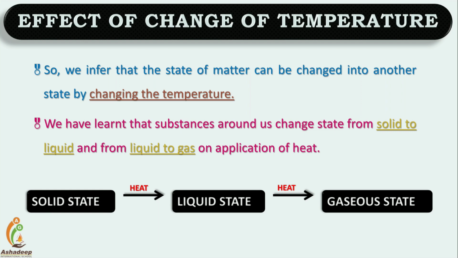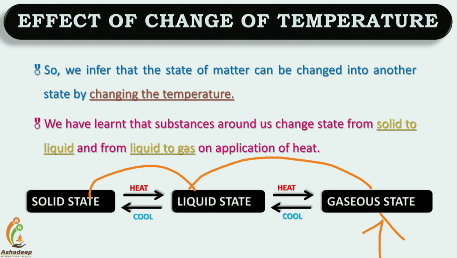Solid state gets converted to liquid state when you apply heat, and liquid state gets converted to gaseous state when you apply heat. And the reverse happens in the gaseous state: when you cool it down, it will convert back to the liquid state. In liquid state, when you cool it down, it will get converted to solid state. So this is the effect of change of temperature. When you heat it, solid converts to liquid and liquid to gas. When you remove the heat, that is, decrease the temperature, gas will change to liquid. Again, when you cool down the liquid, it will get converted to solid state.